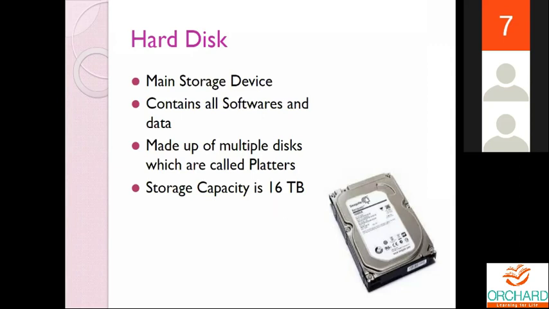See, the image you are seeing is an internal hard disk. That is, this hard disk can be used only inside the CPU. But nowadays, external hard disks are available. From the name itself, you can understand, external in the sense we can keep this outside of the CPU. By using a single wire, you can connect it with the CPU and keep the hard disk outside of your CPU. That is called an external hard disk.